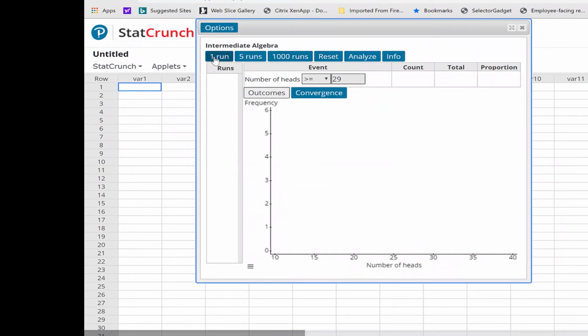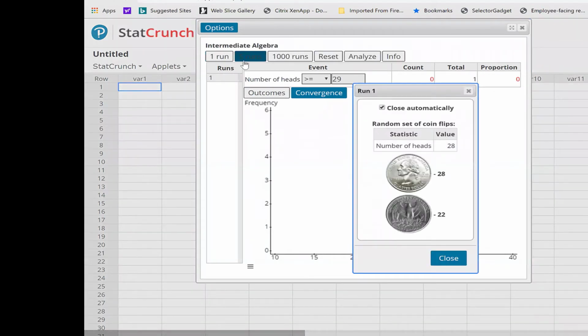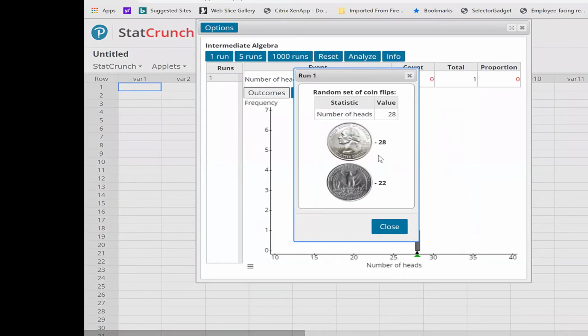So here's what I'm going to do. I'm going to click one run and then explain what happens. So there's one run, and what I basically did there is flip 50 coins. I observed 28 heads and 22 tails. The 28 heads means that I taught the class. Coming into the class, the student had a 50% chance of passing. Out of the 50 students that I taught, 28 passed this go around.